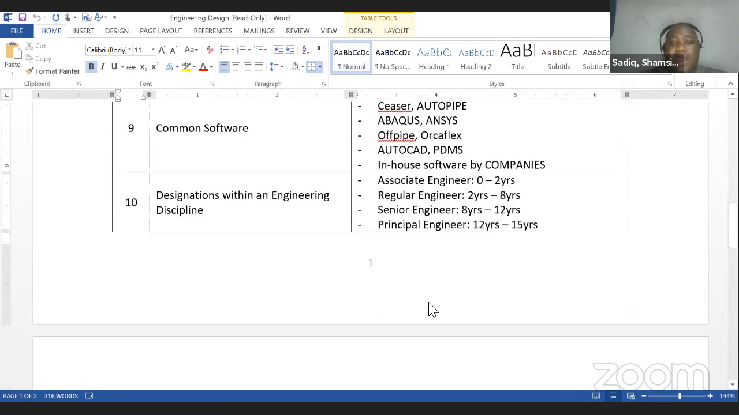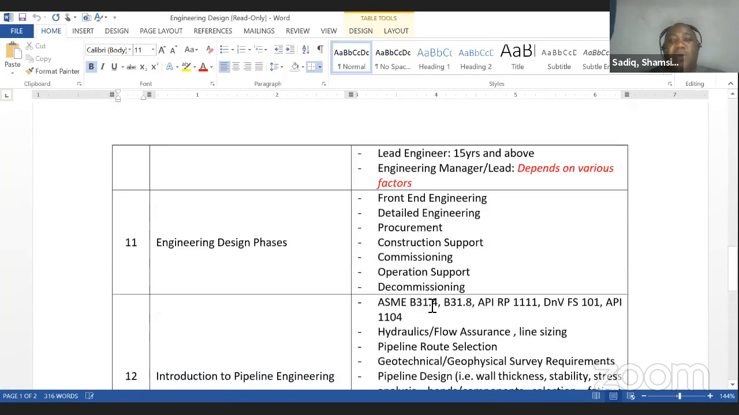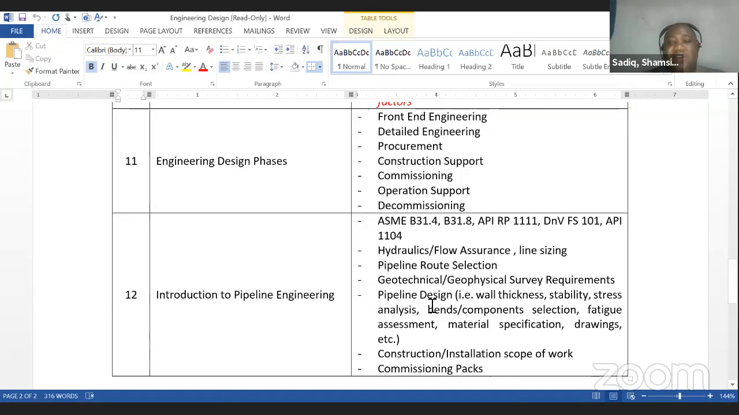So okay, let me quickly just talk about these last two because I think my time is almost up. For pipeline engineering design, let me talk about 12, then I'll go back to 11. For pipeline design, like I said, you are coming in at a point where it's been fully established that, okay, depending on the pipeline.